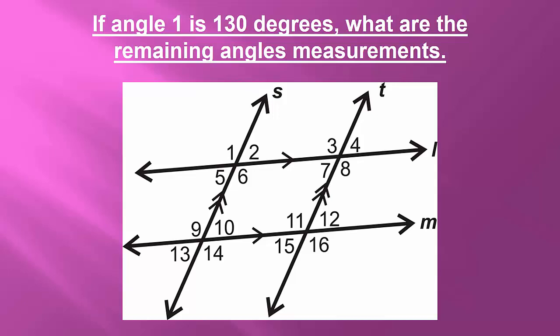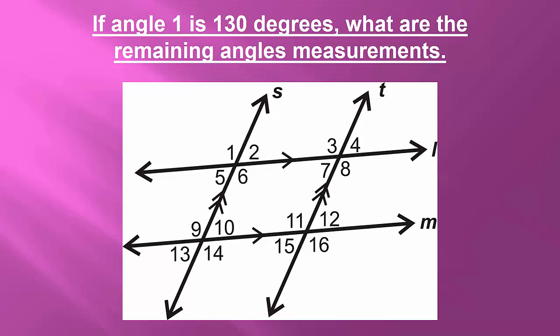Now with all of this information, we should be able to identify every angle on this image simply from knowing that angle 1 is 130 degrees. If angle 1 is 130 degrees, then angle 2 must be 50 degrees because angle 1 and 2 are supplementary. If angle 1 is 130 degrees, then angle 9 must also be 130 degrees because angle 1 and angle 9 are corresponding angles, and corresponding angles are congruent.